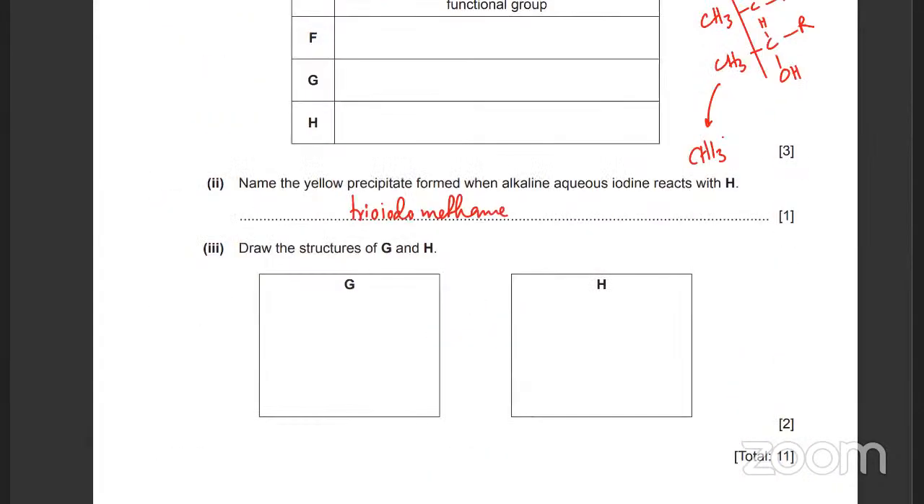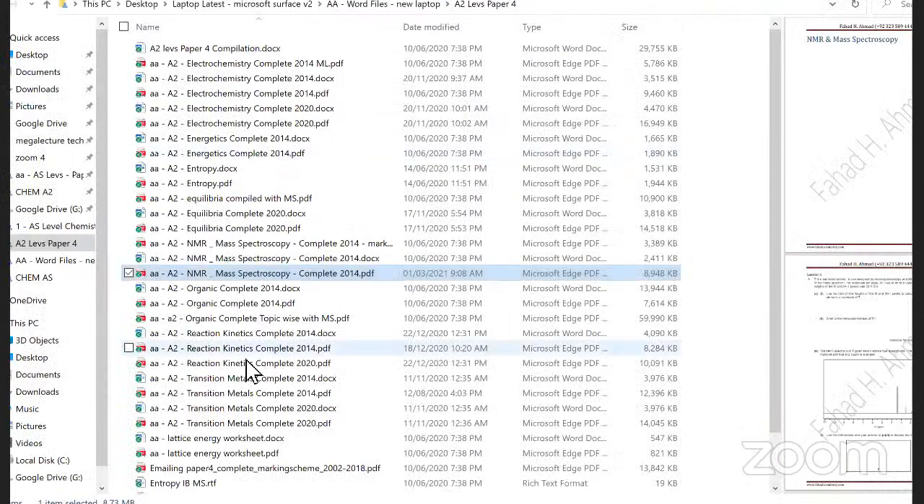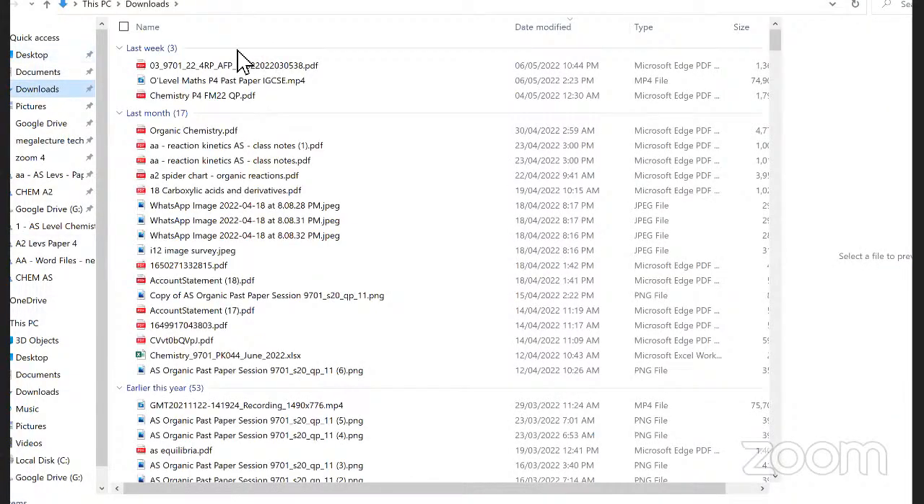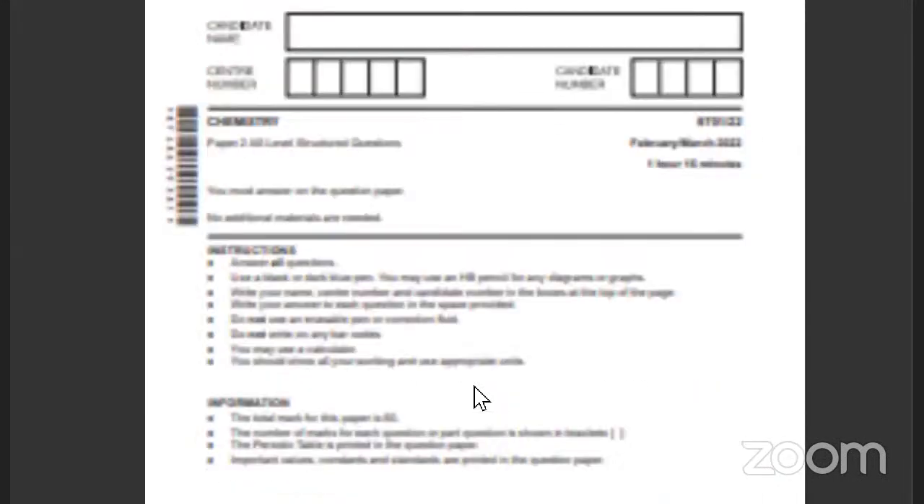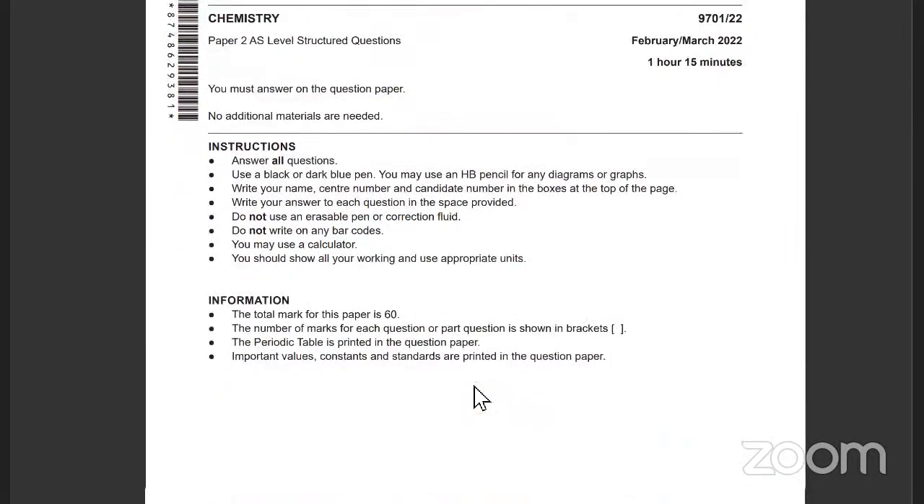Which other paper do you want to do? The one. So we do February, March. Just a second. Let me check. I have the paper if you don't have. I think it's this one. This is February, March, right? This is the latest one.